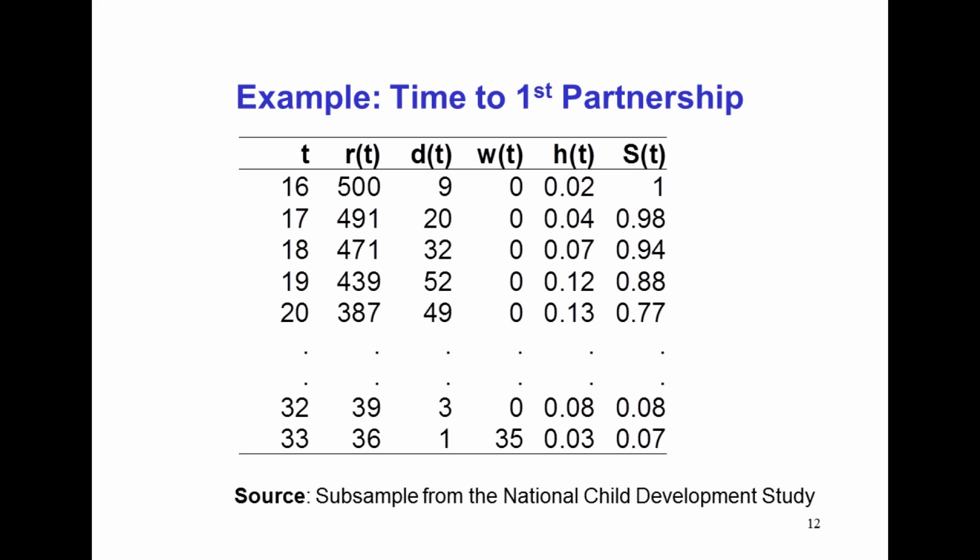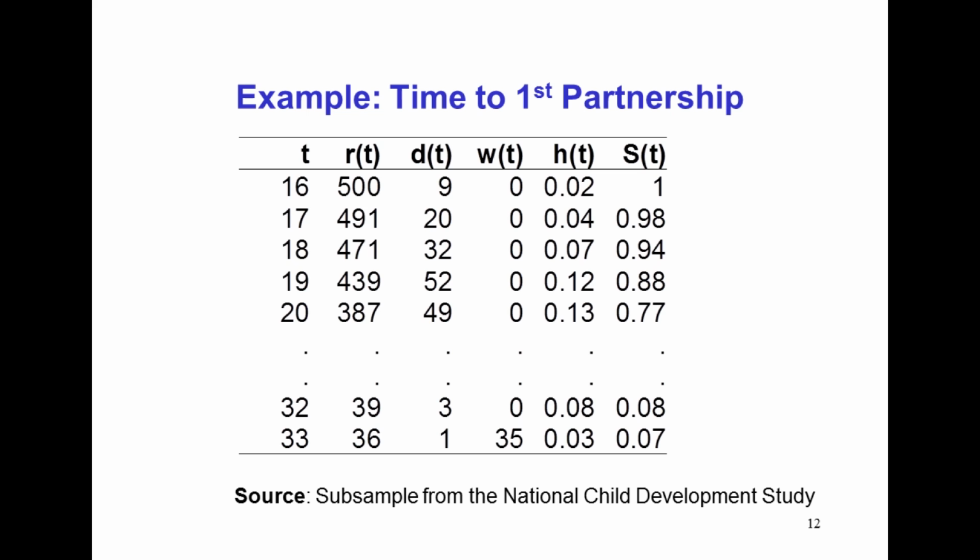All right, now here's an example of calculating these two descriptive measures, the hazard function and the survival function. This data comes from the 1958 birth cohort, or the NCDS. This particular data was collected at age 33. At age 33, people were asked about their partnership history, so when did they first form a co-residential union? That was a union lasting a month or more. That's how it was defined.